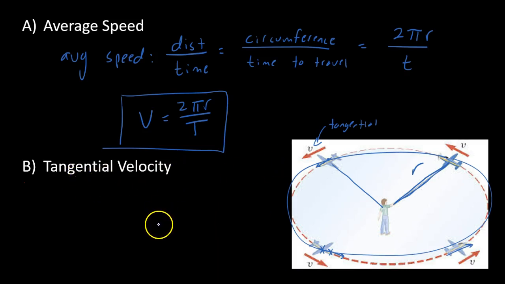We're not really going to worry about an equation right here. Sometimes you might see this represented as vT, the tangential velocity. Just note these two things are different. This is the average speed that the thing has as it's going around.